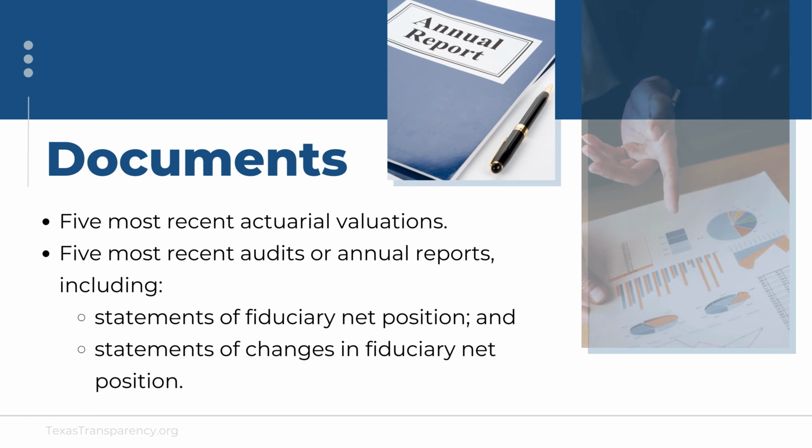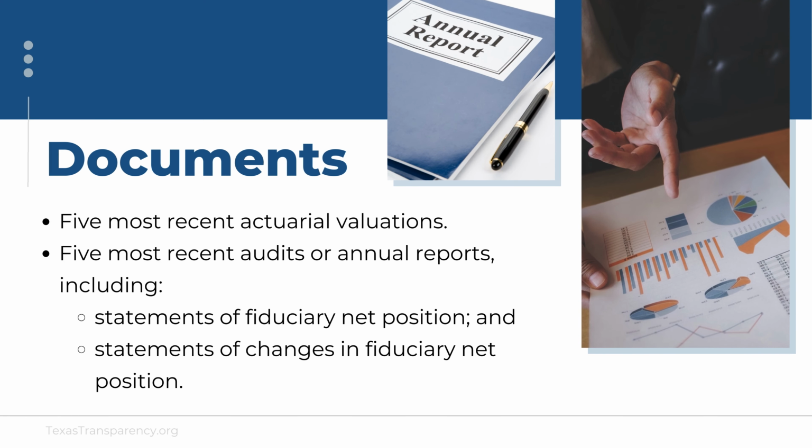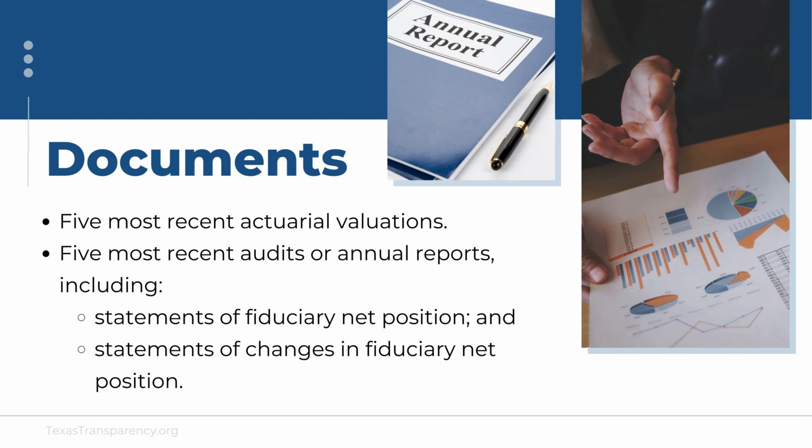Your documents must have the 5 most recent actuarial valuations and the 5 most recent audits or annual reports, including statements of fiduciary net positions and statements of changes in fiduciary net position. These must be posted separate from the plan's audits and annual financial reports.